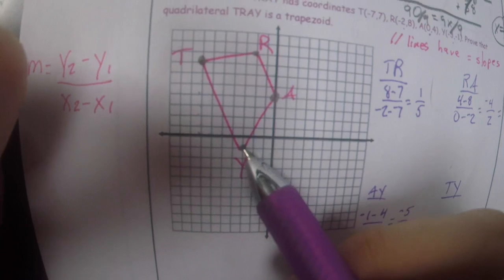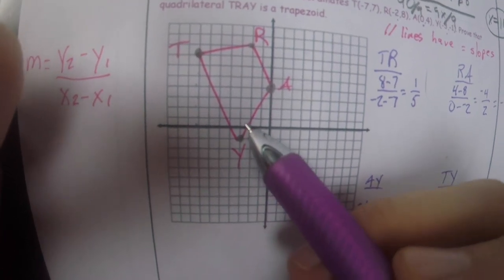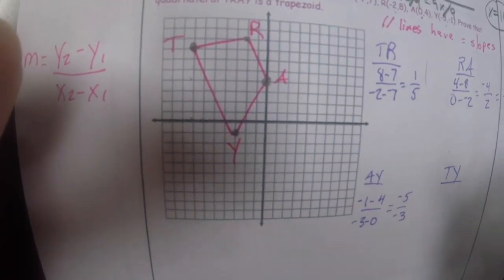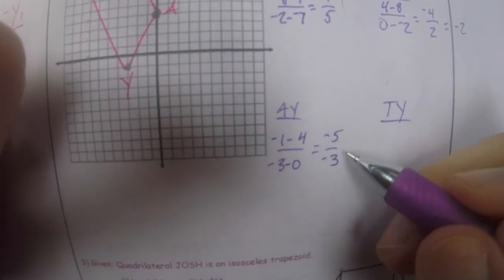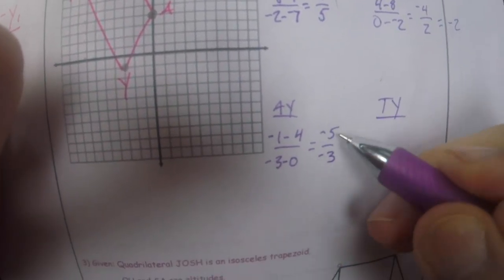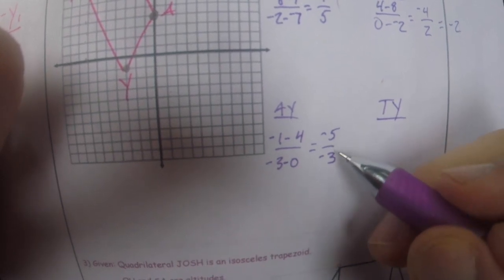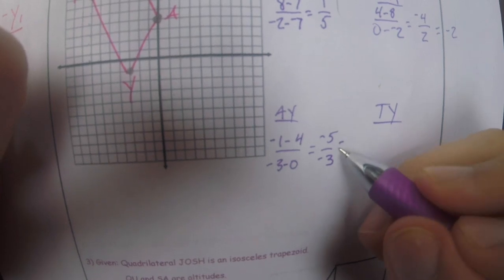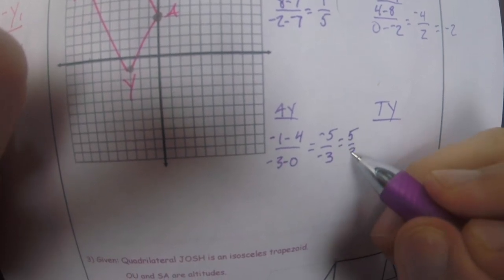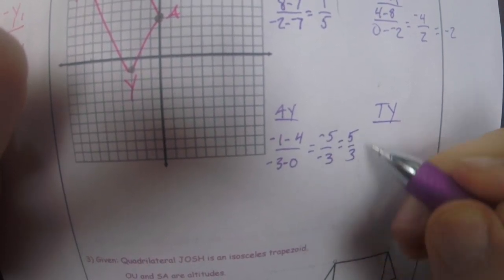Remember from Algebra 1, if it's going from left to right, if it's going up, it's definitely a positive slope. Why do I have negative numbers here? Because this is not in simplest form. A negative divided by a negative is really positive. So the slope of AY is not negative 5/3, it's positive 5/3, because a negative divided by a negative is a positive.